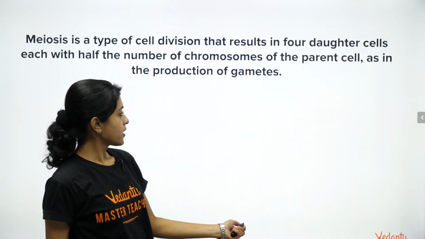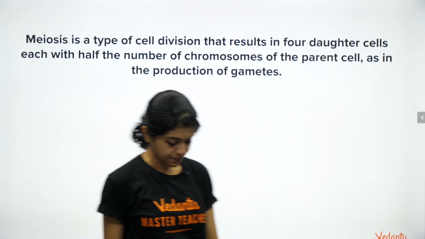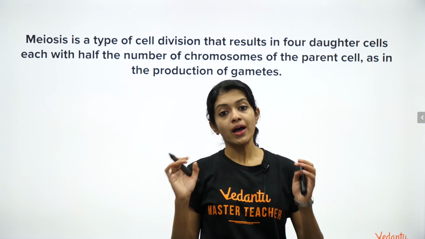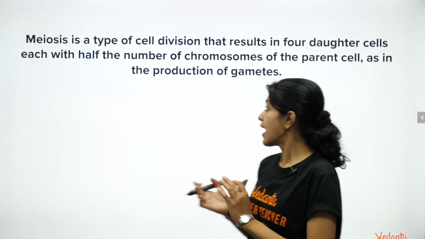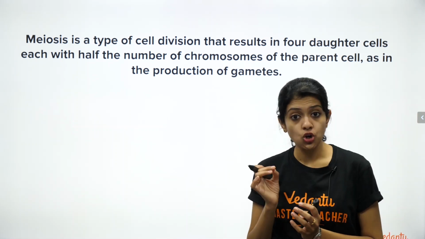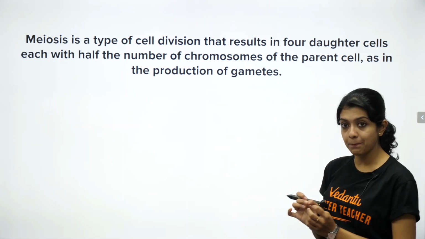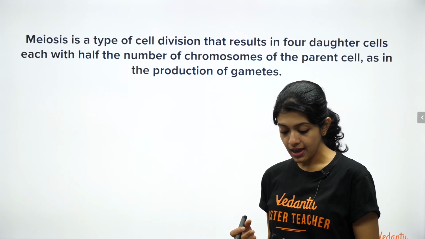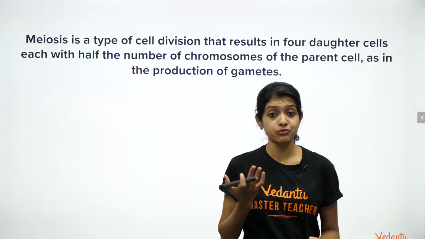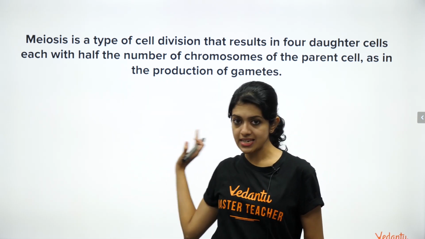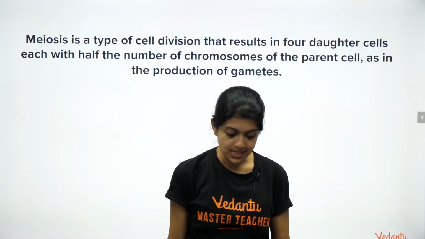Now what you need to remember is the definition of meiosis. I think now we are in a position to define meiosis as a process. It is a type of cell division that results in 4 daughter cells, each with half the number of chromosomes of the parent cell, as in the production of gametes. This is very important just in case you are asked to define meiosis and what its significance is. You will have to write this first, and the significance, yes, we will be discussing that also.